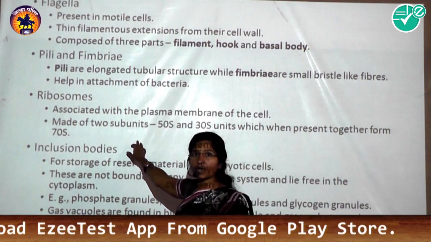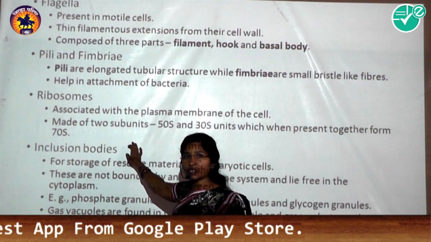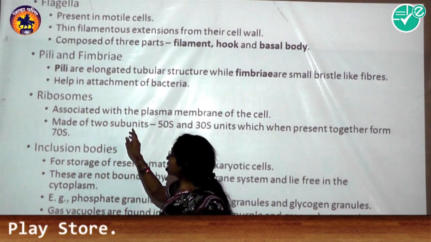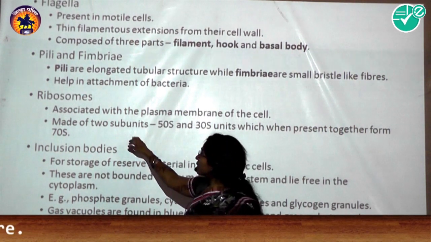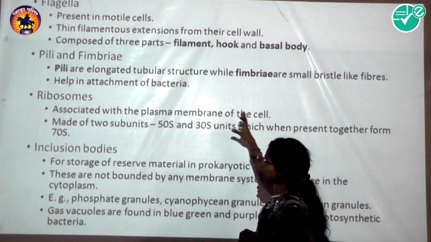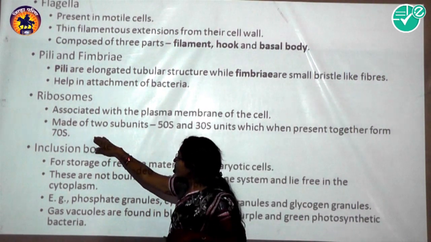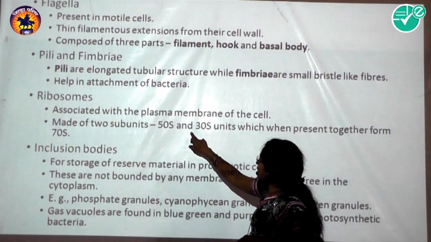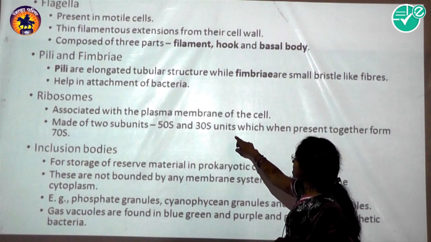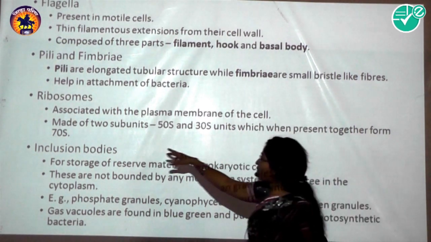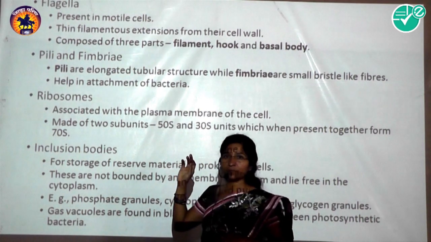The next cell organelle in the cytoplasm of the prokaryotic cell is the ribosomes, associated with the plasma membrane of the cell. Ribosomes are dense bodies made up of two subunits. The larger unit is 50S and the smaller unit is 30S, which together form the 70S type of ribosome.